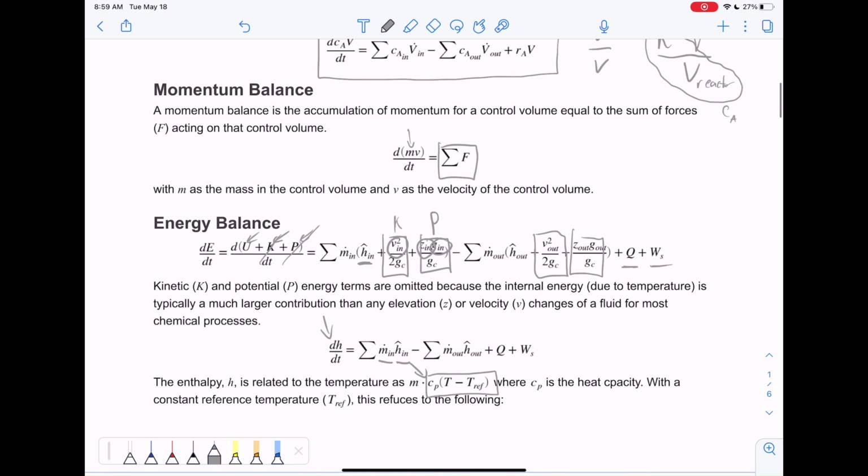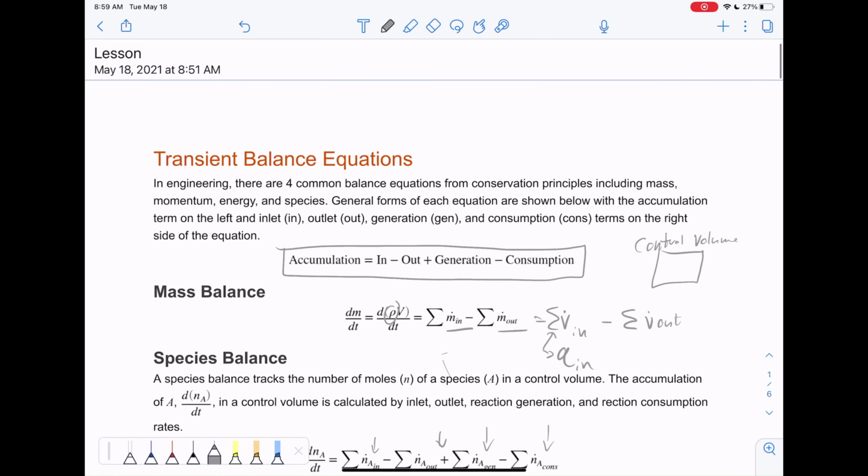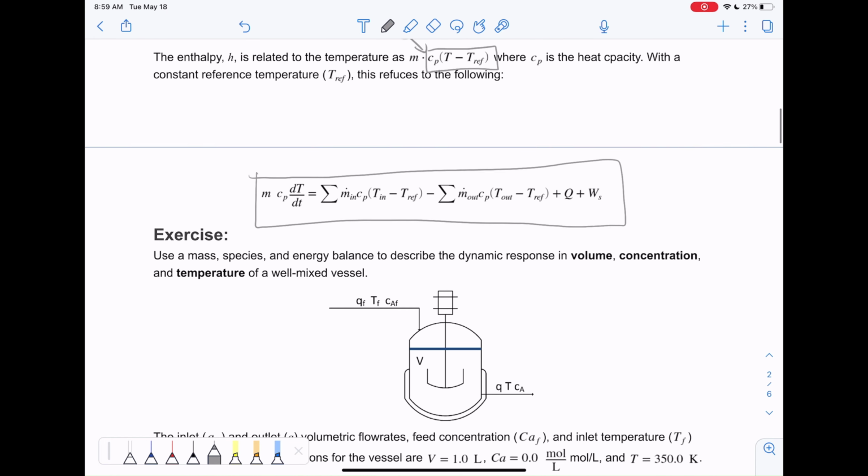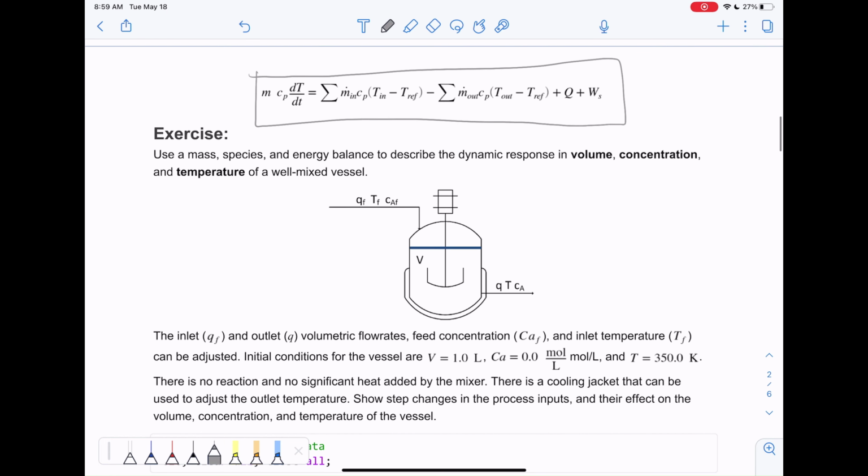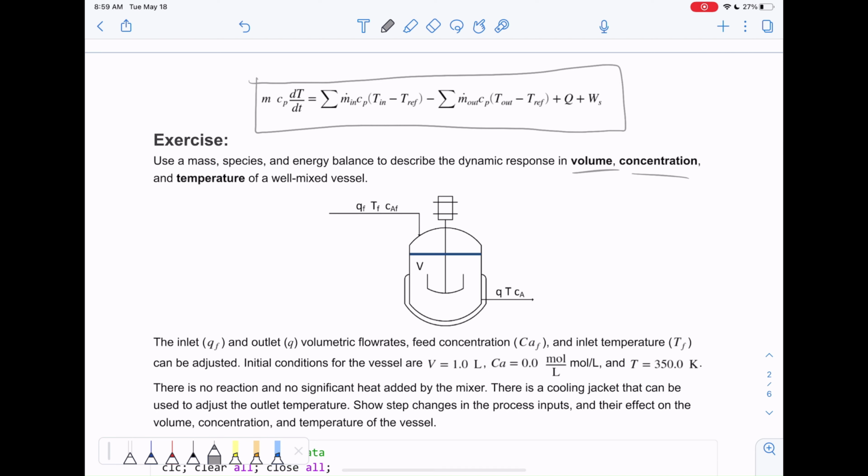And again, this all just comes back to this last equation. Accumulation is equal to in minus out plus generation minus consumption. And so if we go to very basic and then kind of work through mentally, that'll always help us out conceptually understanding the system. So we're going to go ahead now and look at this mixer right here. I'm going to look at the dynamic response of volume, concentration, and temperature in this well-mixed vessel.